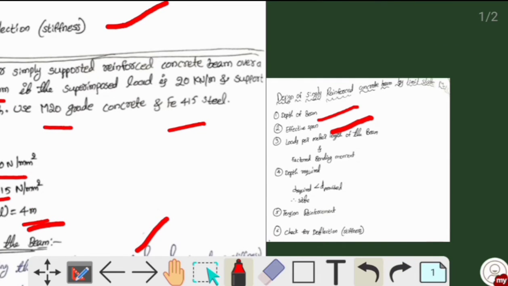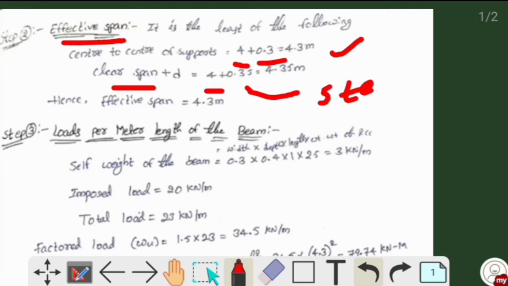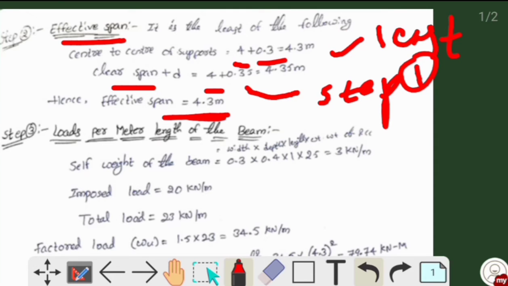Next step, calculation of effective span. Effective span is the least of the following. First one is the center to center of supports, equal to clear span plus width of the beam. Clear span is 4 meters and width of the beam is 0.3 meters. Next, clear span plus effective depth. Clear span is 4 meters and effective depth we adopted is 350 mm. We get 4.35 meters. We take the effective span equal to the least of the following, so effective span equal to 4.3 meters.